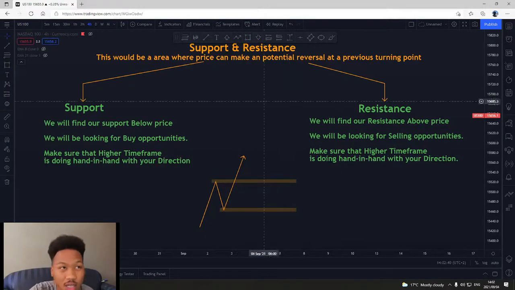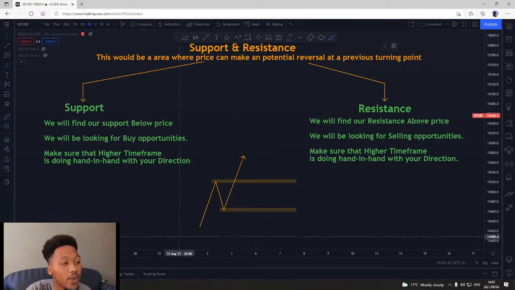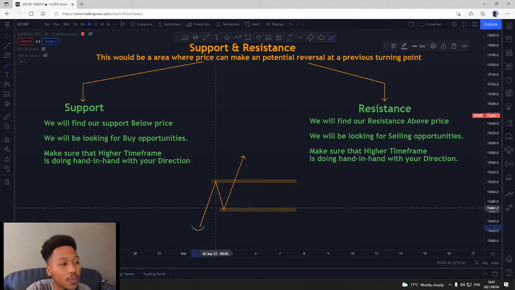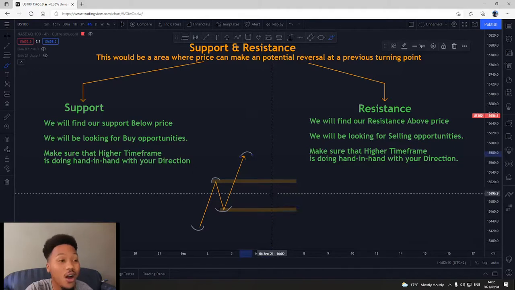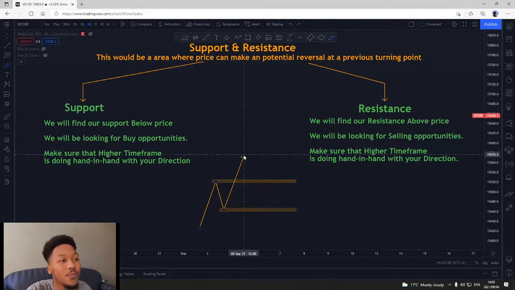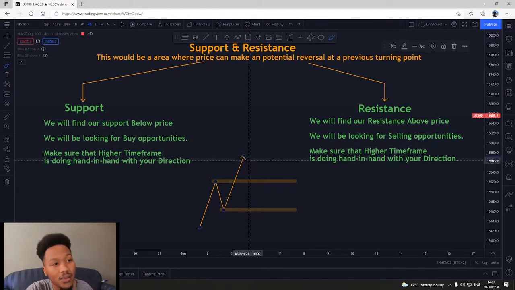Identify your structure. What do we have? We have a low over here, we have a higher low, we have a high, and we have a higher high. What are we missing over here? Another actual higher low to take price way towards the upside. So what will we be actually waiting for? We will wait for price to come back down. This is where your patience comes into consideration.